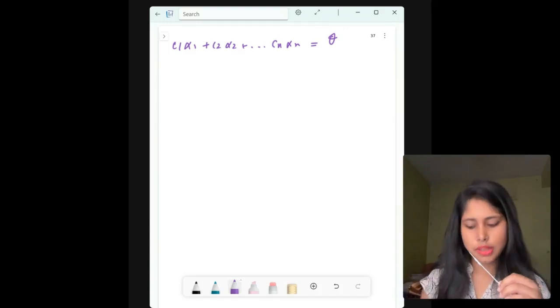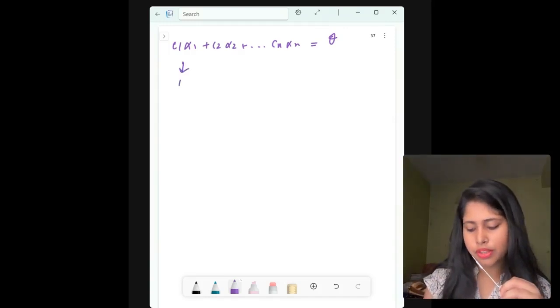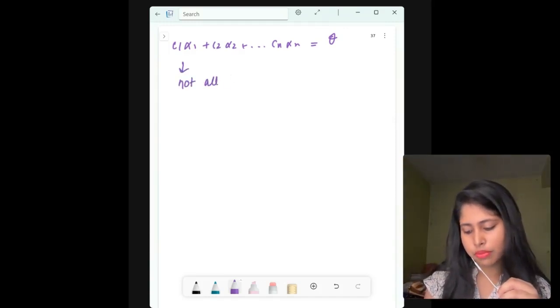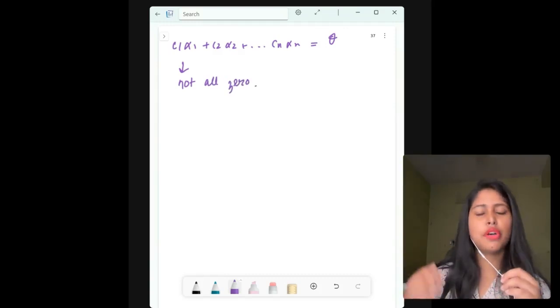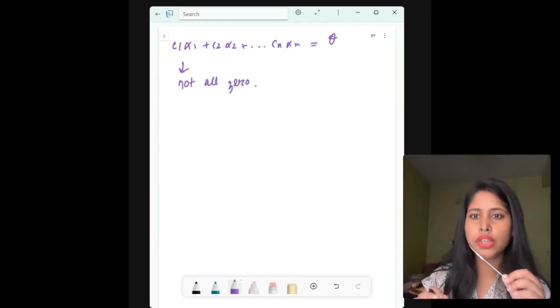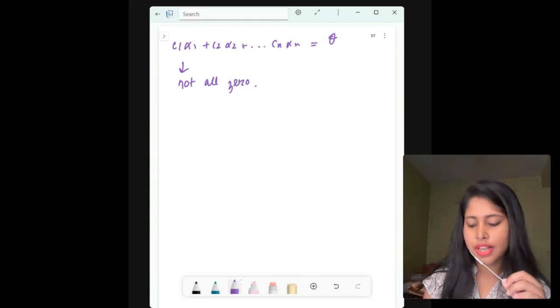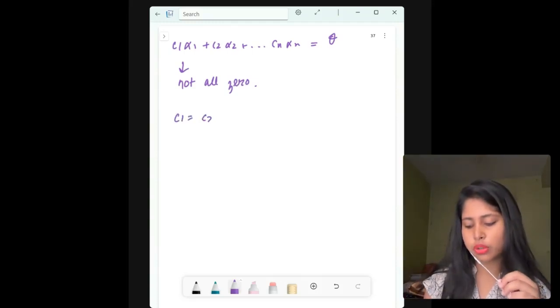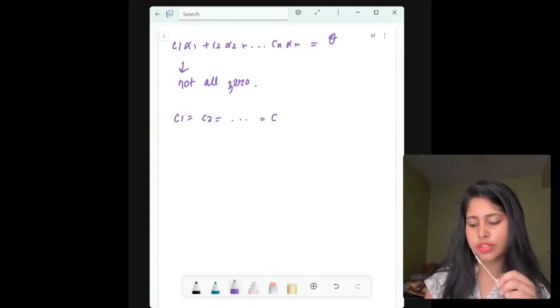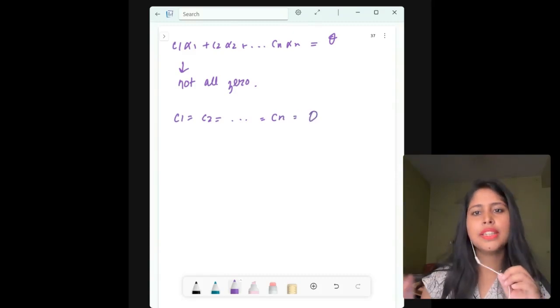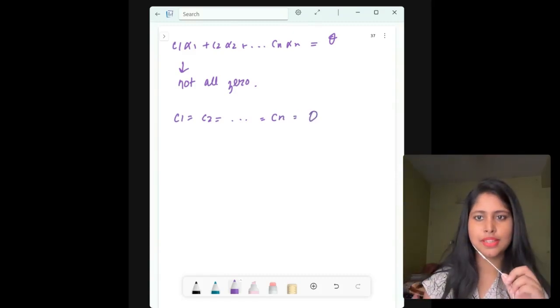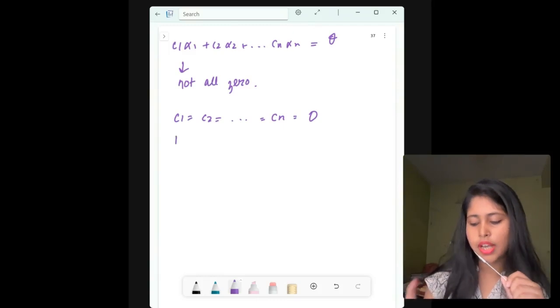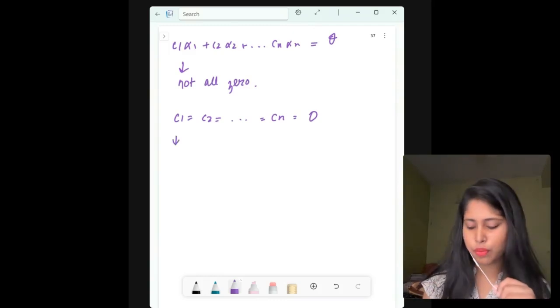This is for linearly dependent, not all 0. This is the most important term for linearly dependent, right? And for linearly independent, if the only solution to the same equation is c1 equals c2 equals, and so on till cn equals 0, right, then only that is linearly independent. That is, there is only one solution, that every constant must be 0, right?